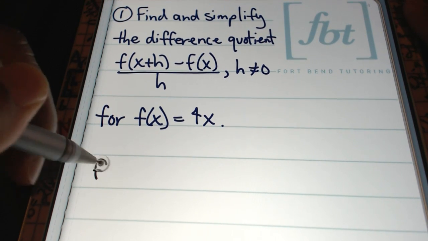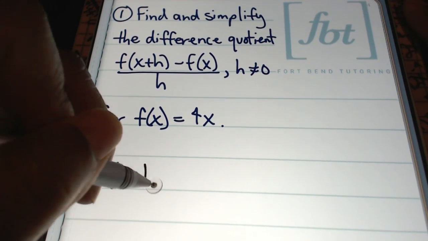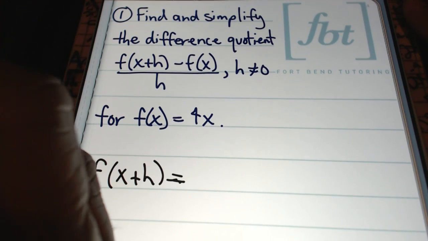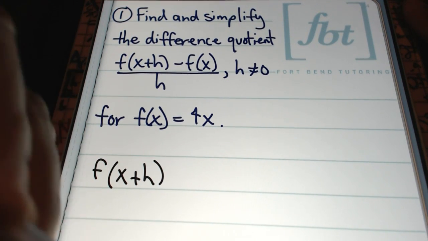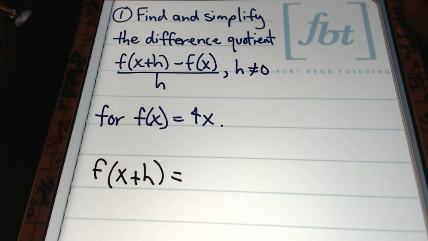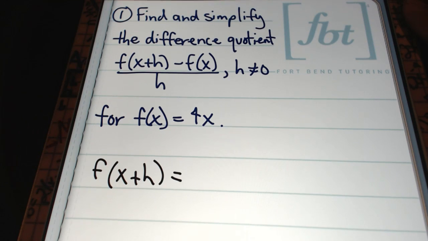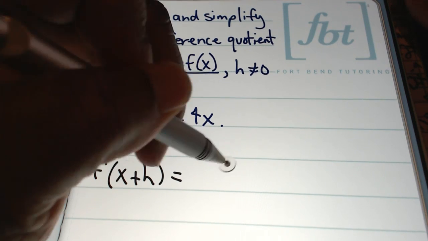So if we were to find out f of x plus h, that means that you're going to be replacing, and let me just clean this up real quick because it's looking a little ugly. Let me go ahead and fix that. So the first thing we want to find is f of x plus h by replacing every x in our original function with x plus h. And it'll look just like this.